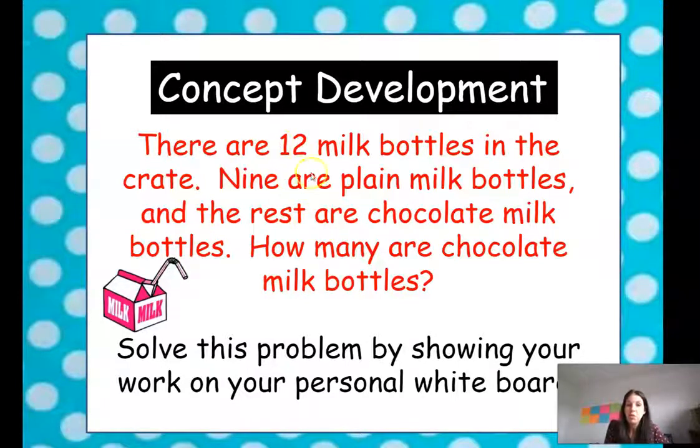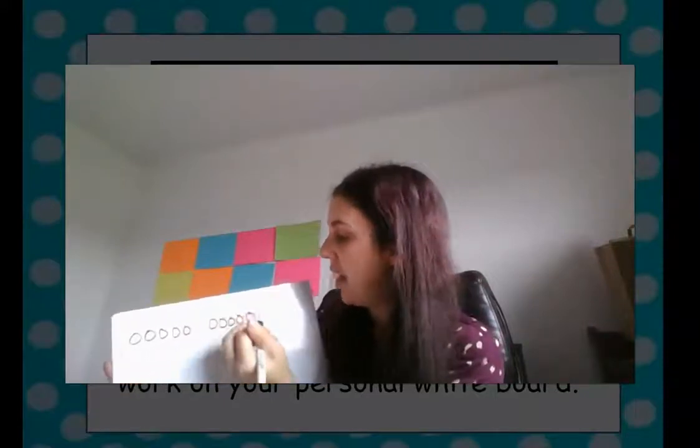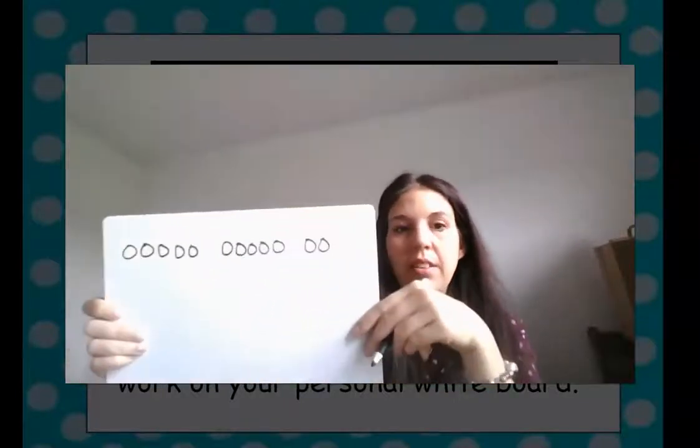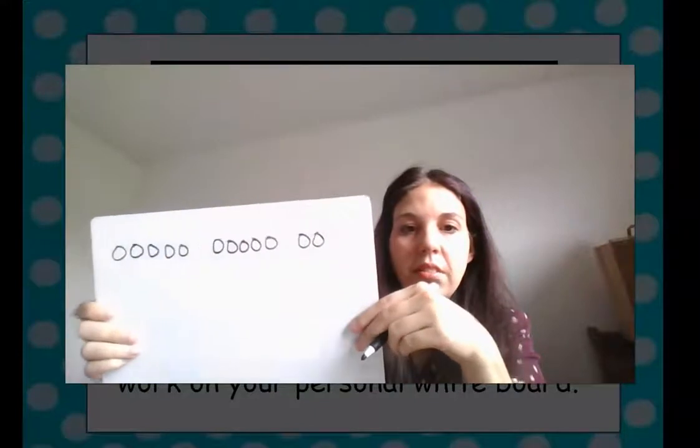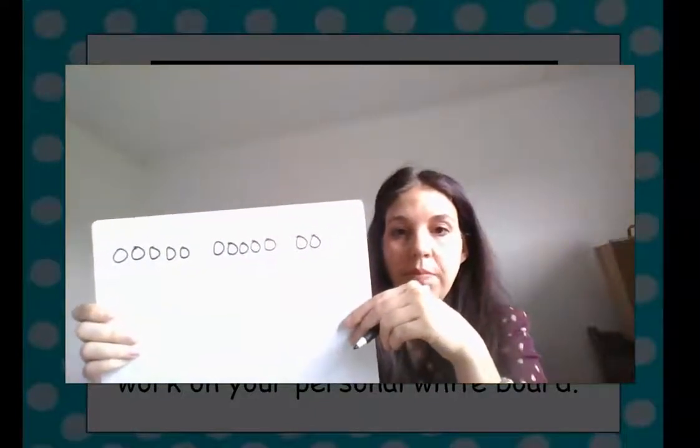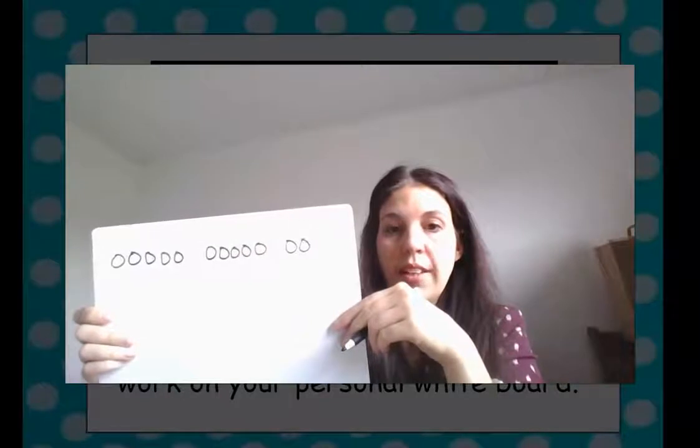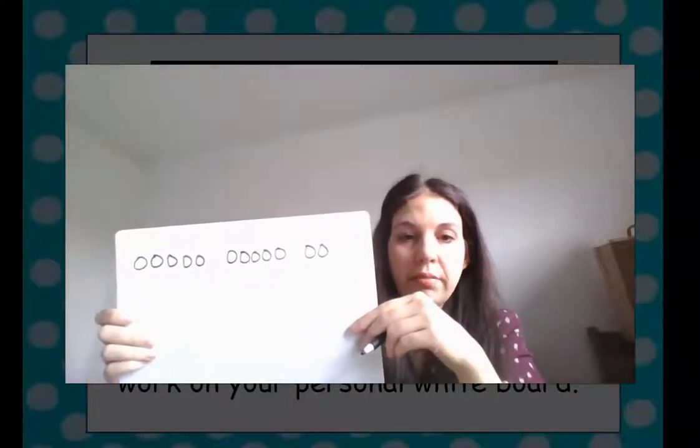And I'm going to draw 12 milk bottles. I'm just going to use circles because it's a quick drawing. So I'm going to draw 12. I'm going to say 1, 2, 3, 4, 5, 6, 7, 8, 9, 10, 11, 12. Okay? There's 12 milk bottles. Go ahead and draw 12 milk bottles.